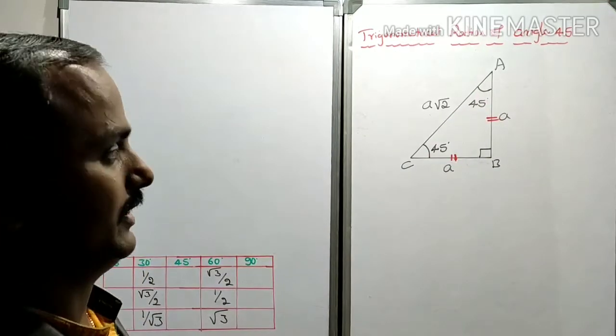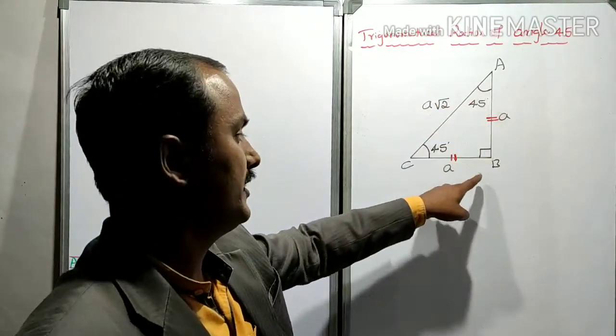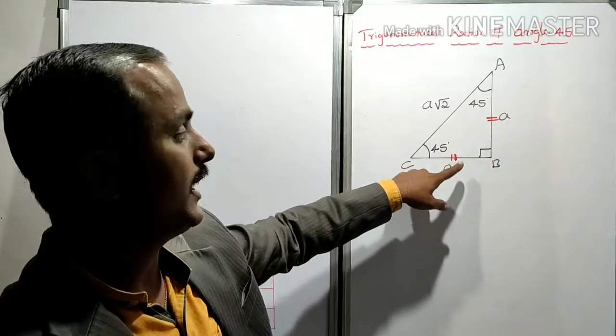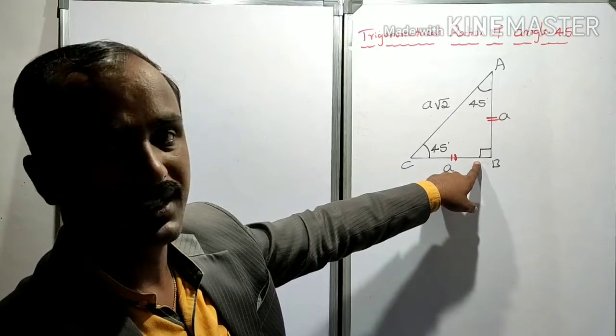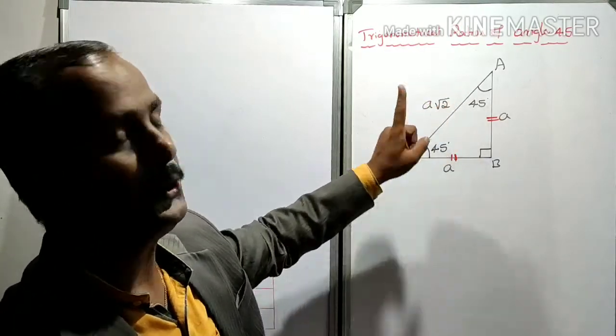In a right angle triangle, I have taken one isosceles right angle triangle. The length of AB is equal to BC, that is a and a. Then by Pythagoras theorem, with angle B as 90 degrees, we get the hypotenuse length as a root 2, dear children.